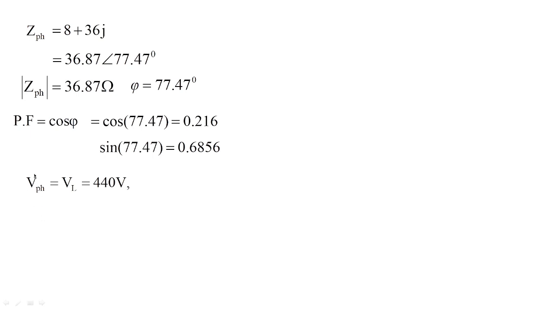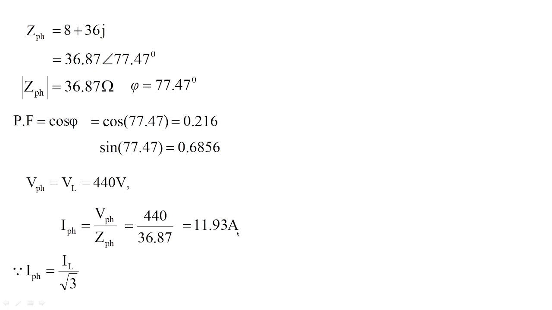Now for the delta network, the voltage of phase and voltage of line are the same. So that is why the value of line voltage is equal to 440 volts, and I phase is equal to V phase by Z phase. So 440 divided by 36.87 will give you the value as 11.93 amperes. But in delta network, I phase is equal to IL by root 3.